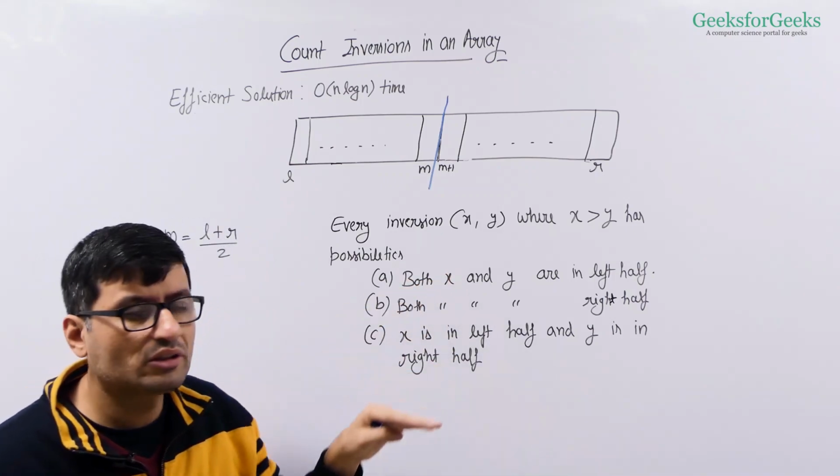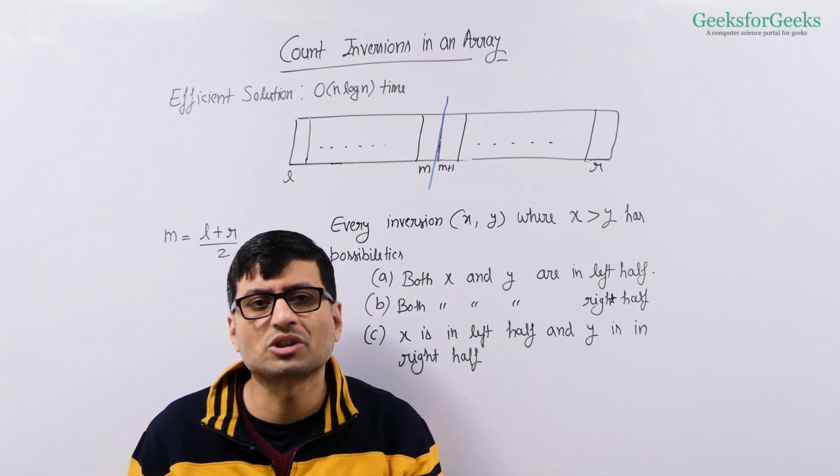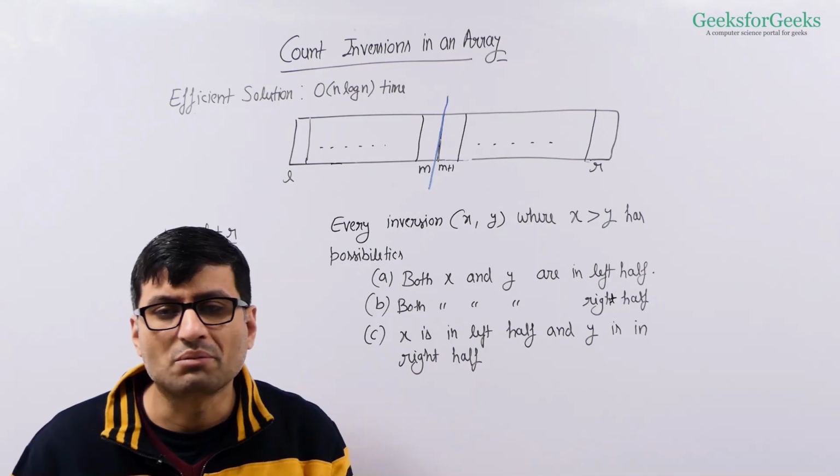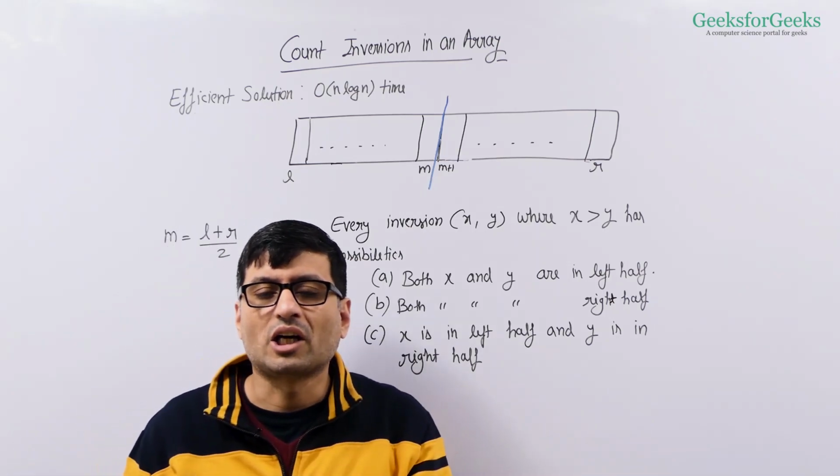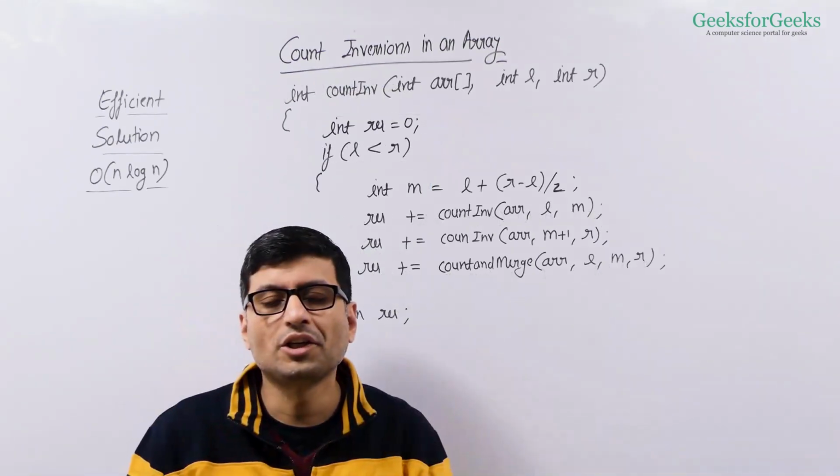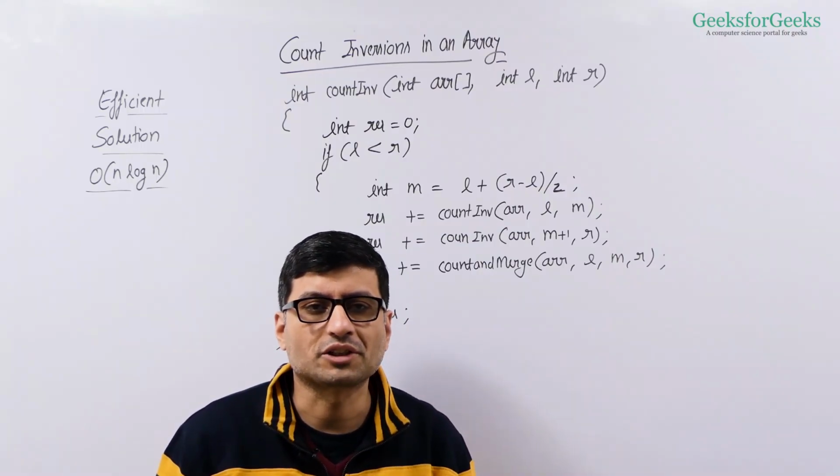So that's why we have only 3 possibilities. Now please pause this video and try to write down a merge sort based function that counts inversions in the array. Here is the basic idea for the recursive function.